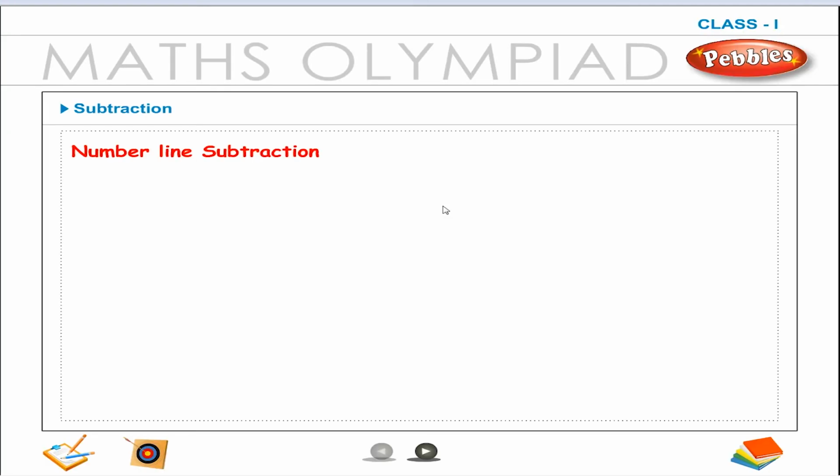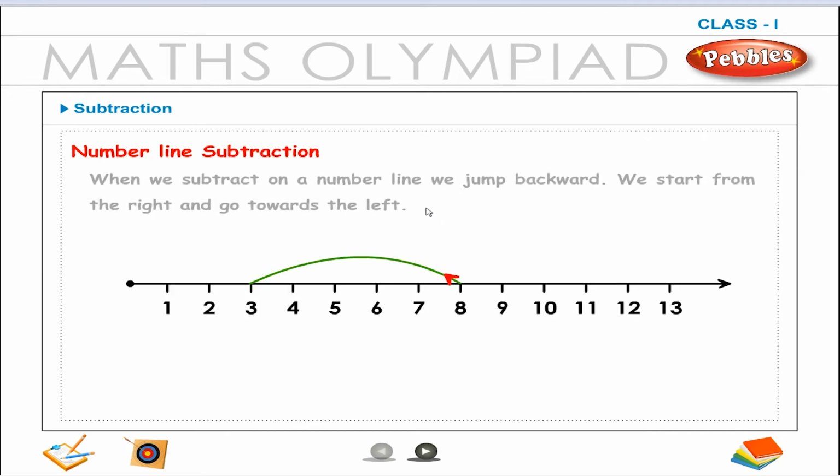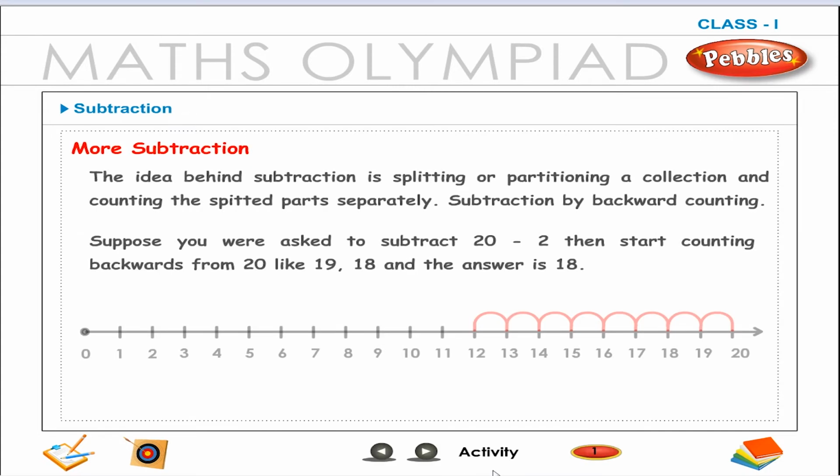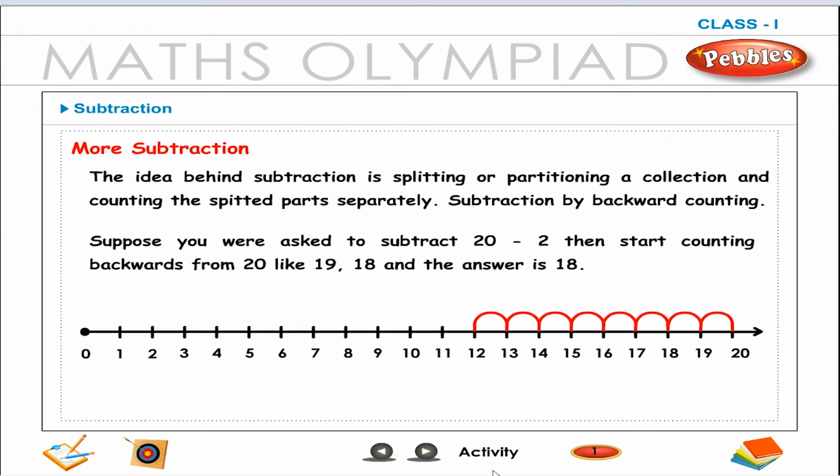Subtraction. Number line subtraction. When we subtract on a number line, we jump backwards. We start from the right and go towards the left. For example, 8 minus 5 is equal to 3. The idea behind subtraction is splitting or partitioning a collection and counting the split parts separately.